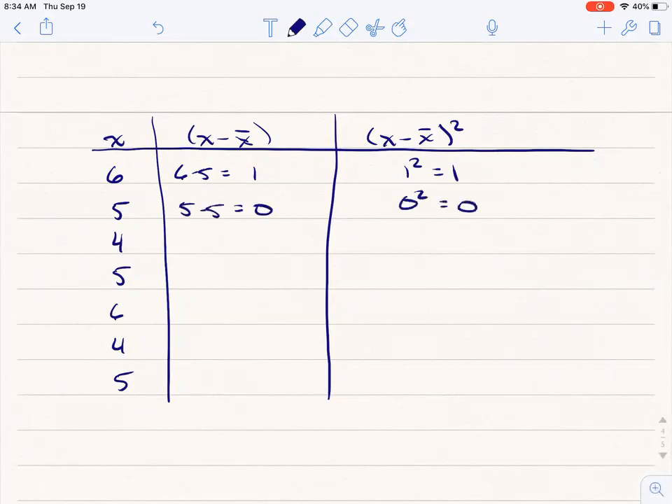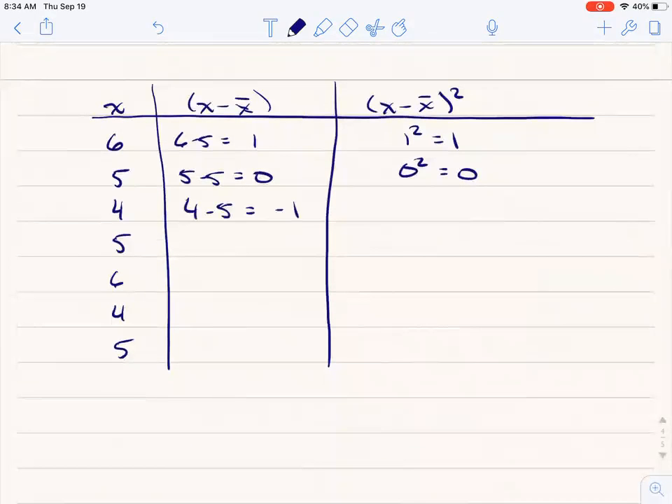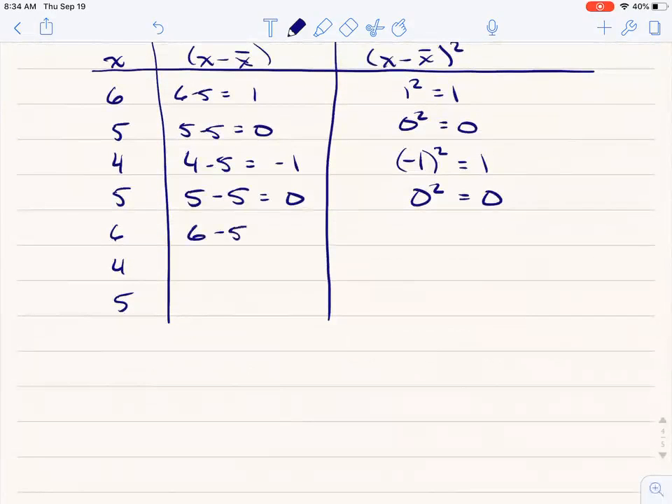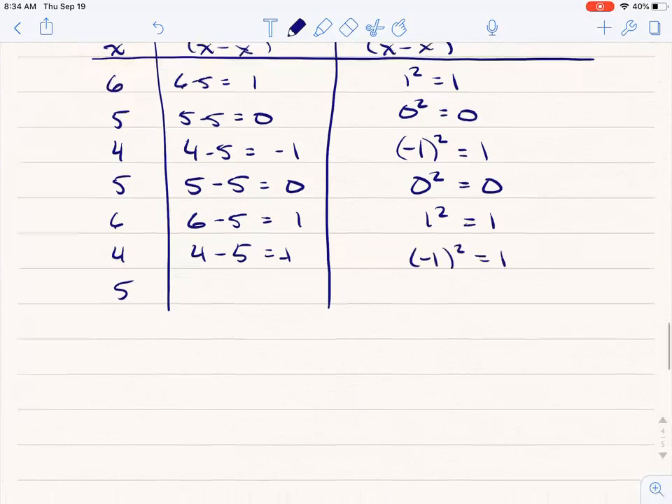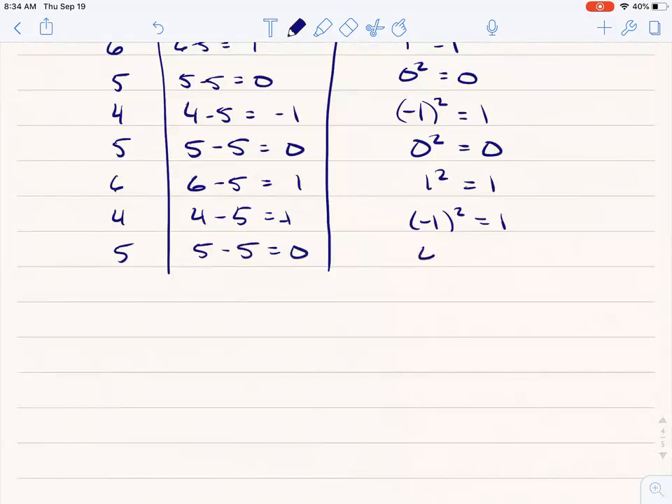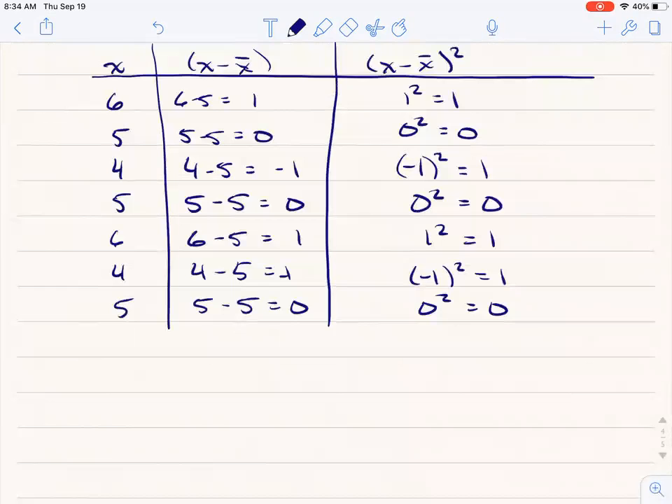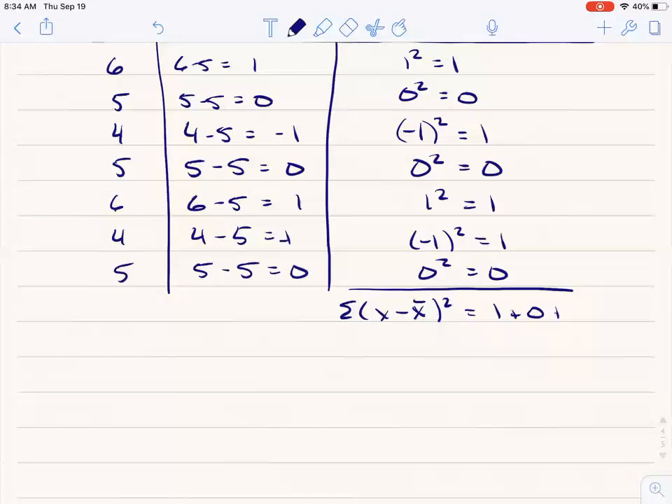5 minus 5 is 0, 0 squared is 0. 4 minus 5 is -1, -1 squared is 1. 5 minus 5 is 0, 0 squared is 0. 6 minus 5 is 1, 1 squared is 1. 4 minus 5 is -1. Oops, can't write anymore. -1 squared is 1. 5 minus 5 is 0, 0 squared is 0. Phew. The sum of x minus x bar squared is 1 plus 0 plus 1 plus 1 plus 1 plus 0. Squeeze that in.